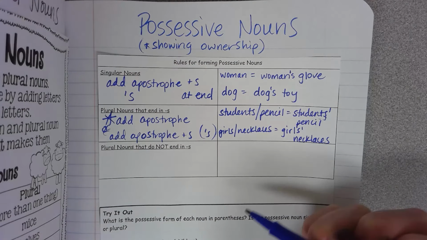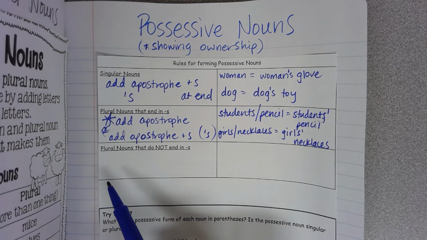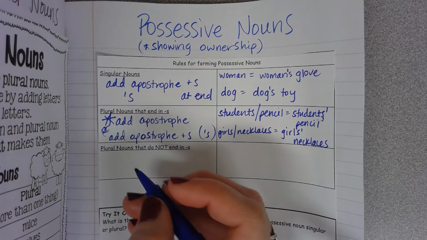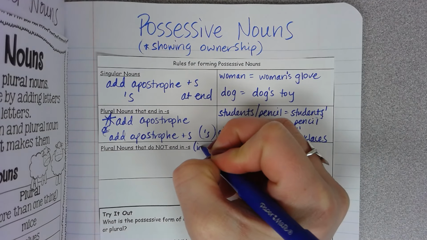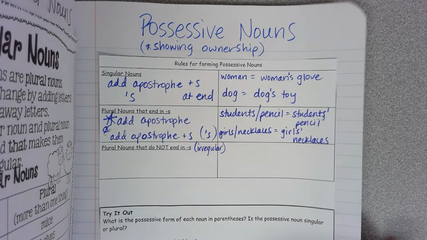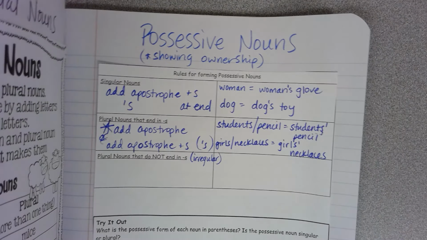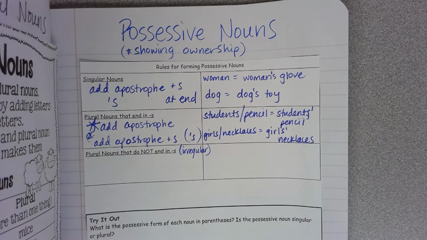For the third rule, plural nouns that do not end in an S, you're just going to add, and this is for irregular plural nouns. So that would be like these guys here. Okay, you are going to add an apostrophe S at the end.